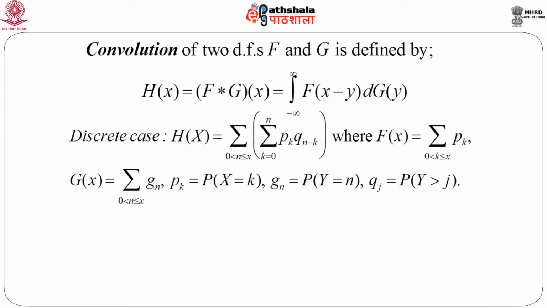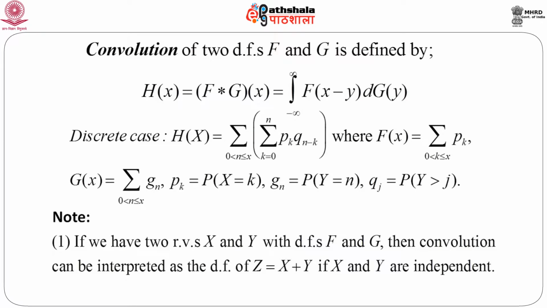One remark, or note, is that if we have two random variables X and Y with corresponding distribution functions F and G, then the convolution can be interpreted as the distribution function of Z, which is defined as the sum of the two random variables, Z equals X plus Y, if X and Y are independent. That means, from here we can immediately get the distribution function of the sum of two independent random variables using the individual distribution functions.